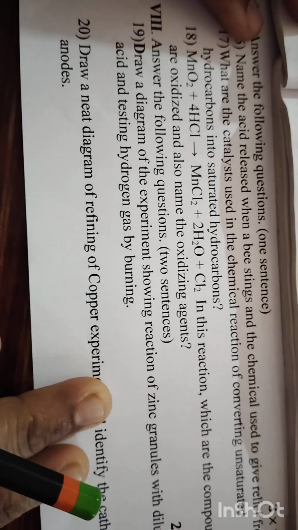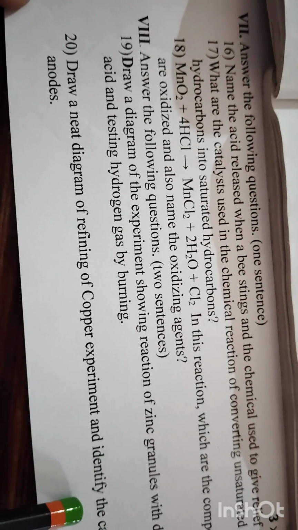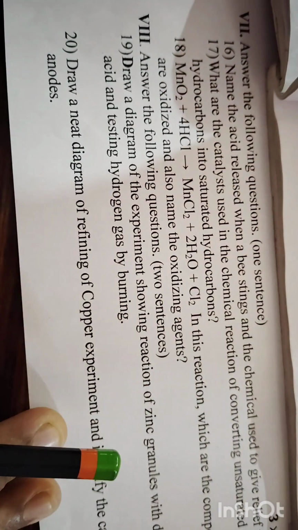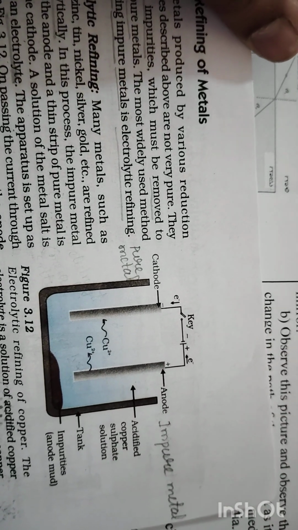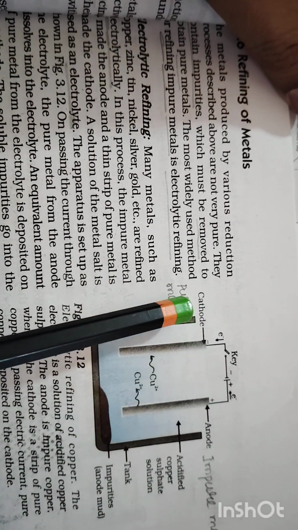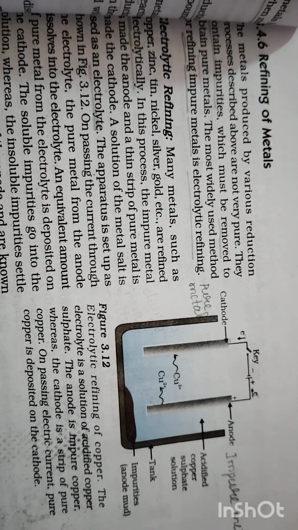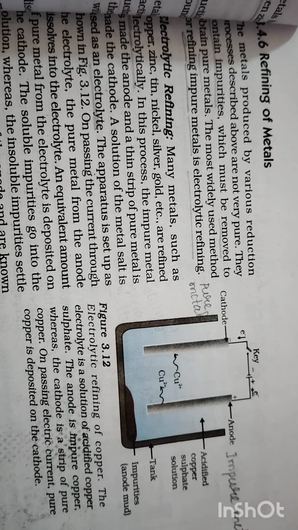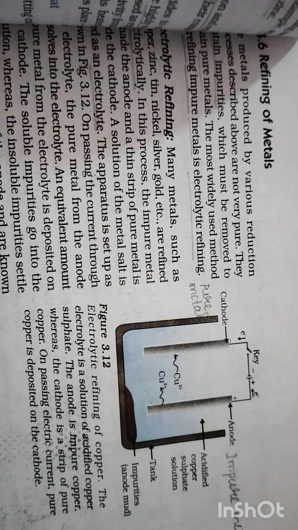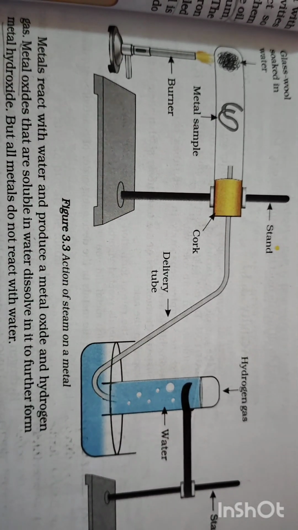Next, 20th question: draw a neat diagram of the refining of copper experiment and identify the cathode and anode. For this you refer to the science textbook, page number 53, figure 3.12. Label cathode and anode. And in the 20th, one more question is given, that is the option: draw a neat diagram of the action of steam on the metal and label the parts. For this you refer to the science textbook, page number 43, this diagram. Draw this diagram and label the parts.